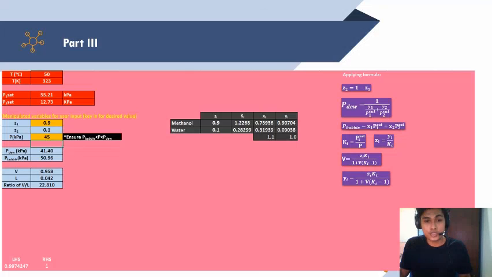If the user wants to key in their desired value, they need to key in the value in this section, which is the value for the pressure. But make sure that the value the user keys in is in the range from P bubble until P dew. That's all from me. Thank you.